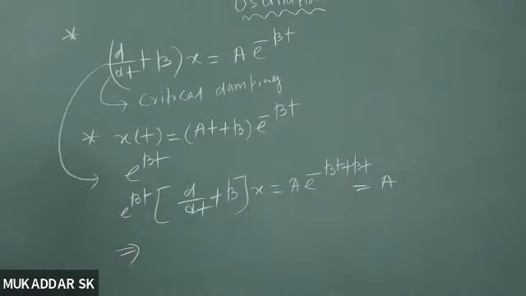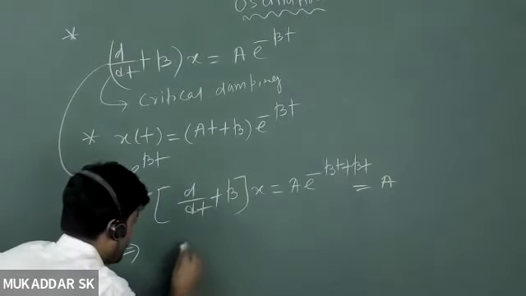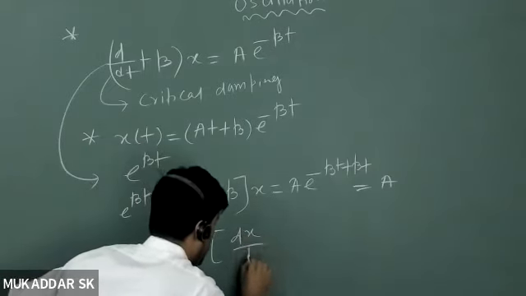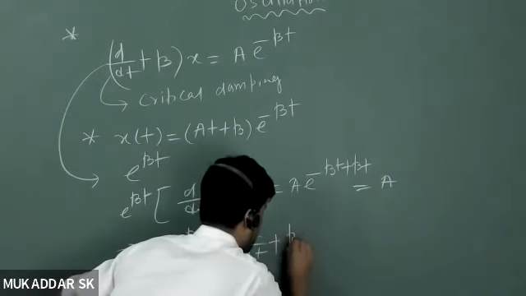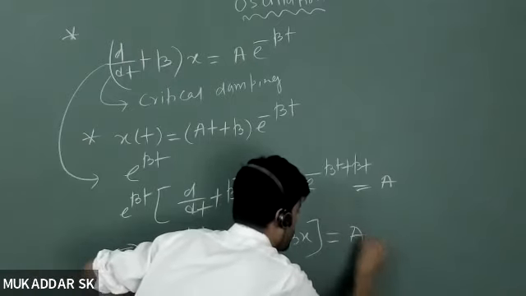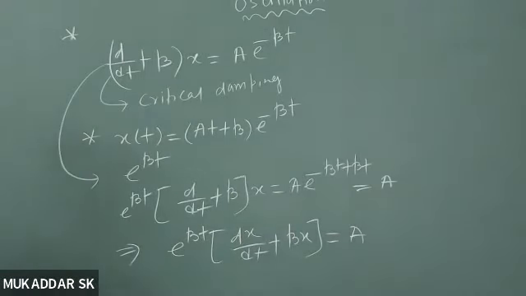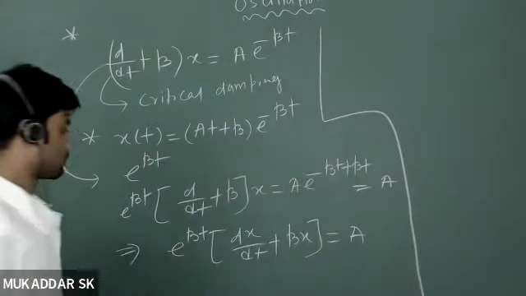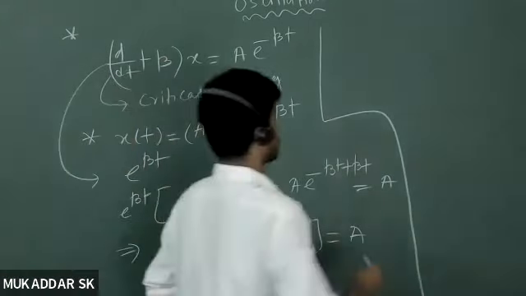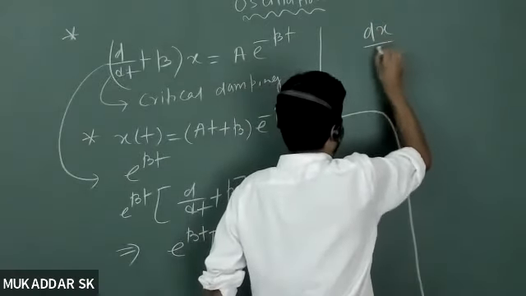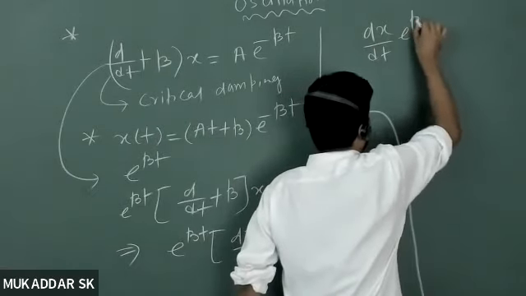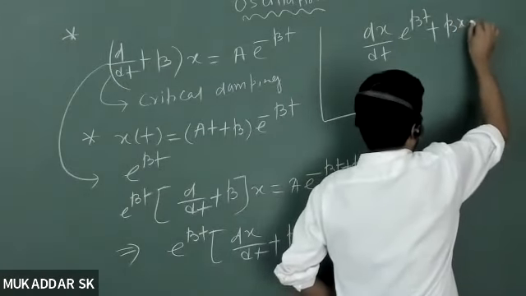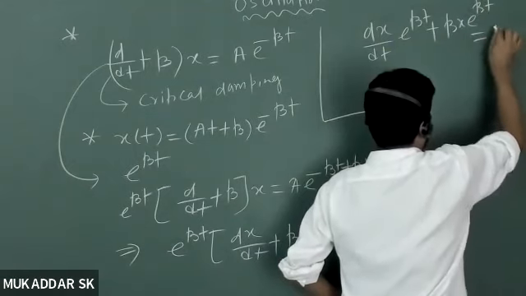Now I can further simplify the left hand side. So what can I write? I can write exponential beta t, then dx by dt plus beta x, that should be equal to some number or constant. Okay. Further, I can write dx by dt exponential beta t plus beta x exponential beta t, that should be equal to a.